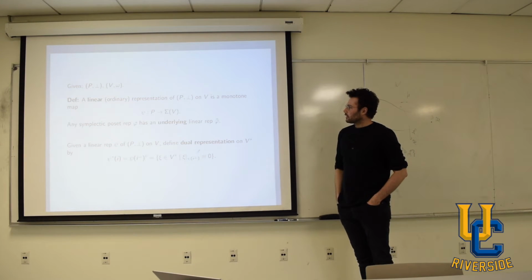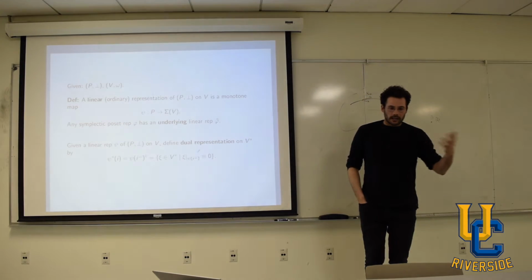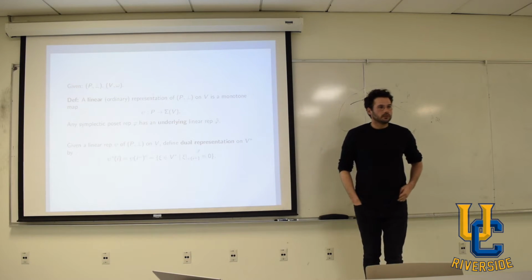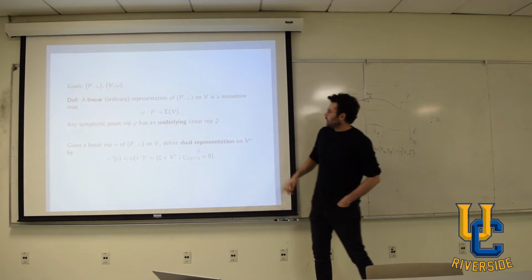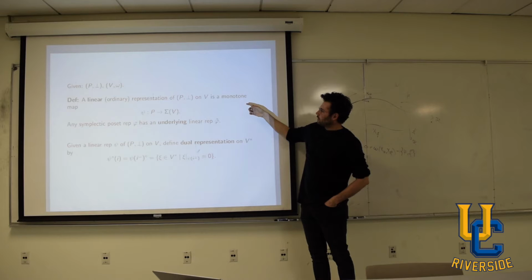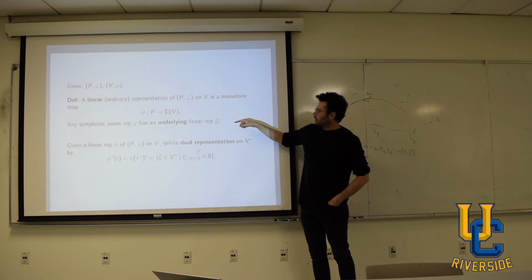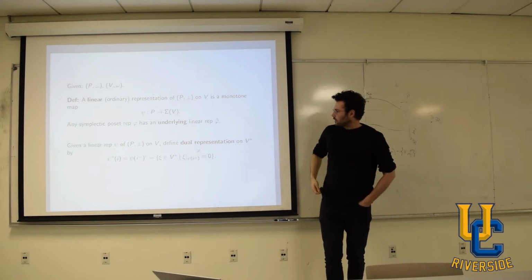And if we have a symplectic poset representation, we can always forget that it's compatible with the involutions and just treat it as a linear poset representation. So I've used the notation that psi is for linear guys and phi is for symplectic guys, and I put a hat when I'm forgetting.